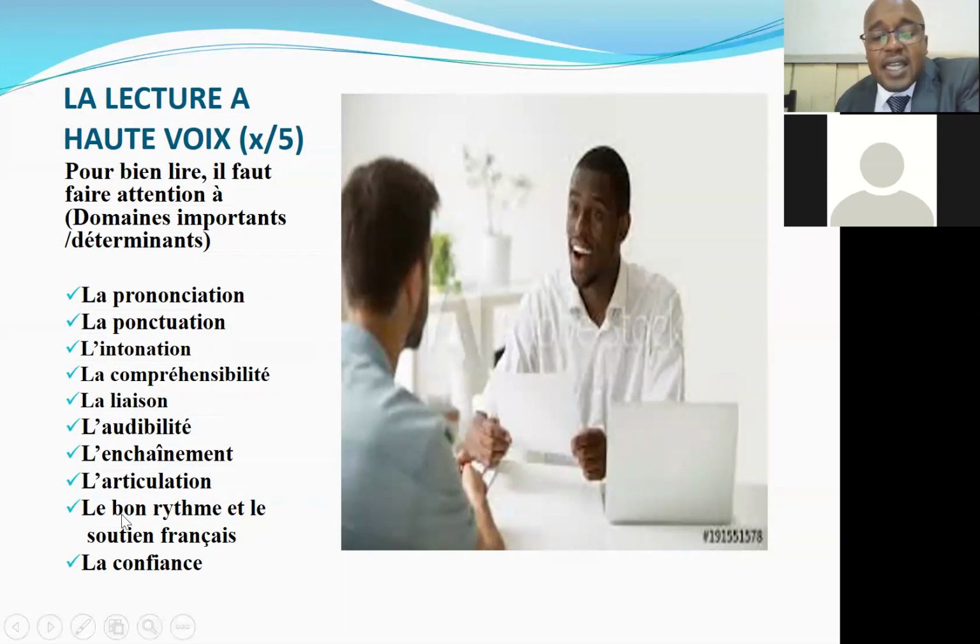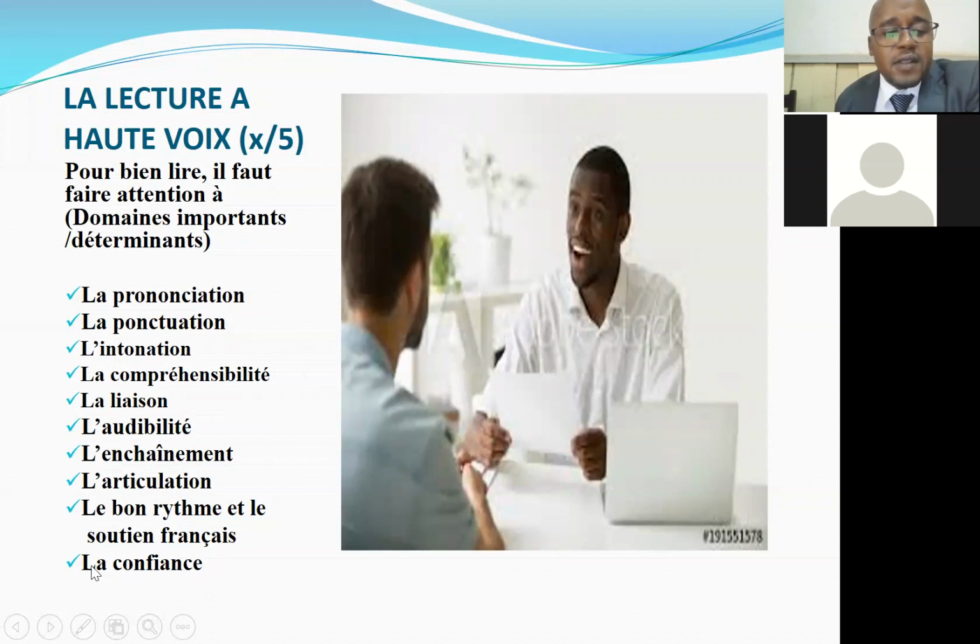Then in French, just like in the other languages, we have rhythm, le rythme, le bon rythme. There is a rhythm for every language, and French has one. And we are also talking about le soutien français. During your reading from the beginning to the end, we expect that you read in a French manner, which is what we are calling le soutien français. Durant la durée de lecture.